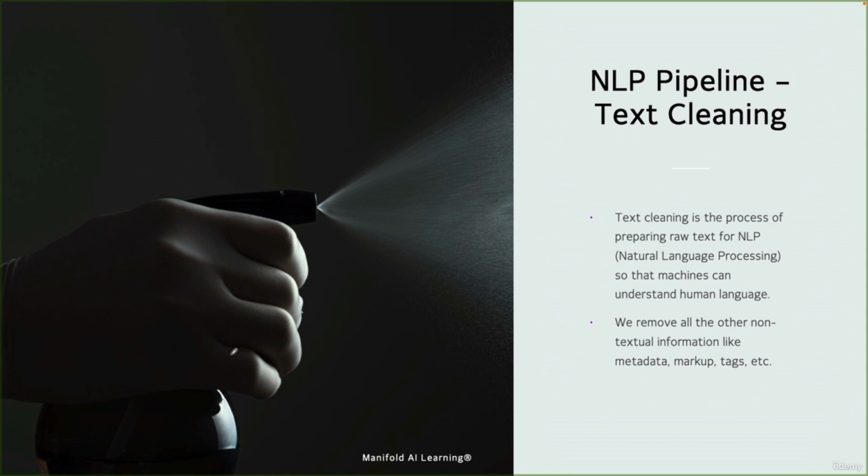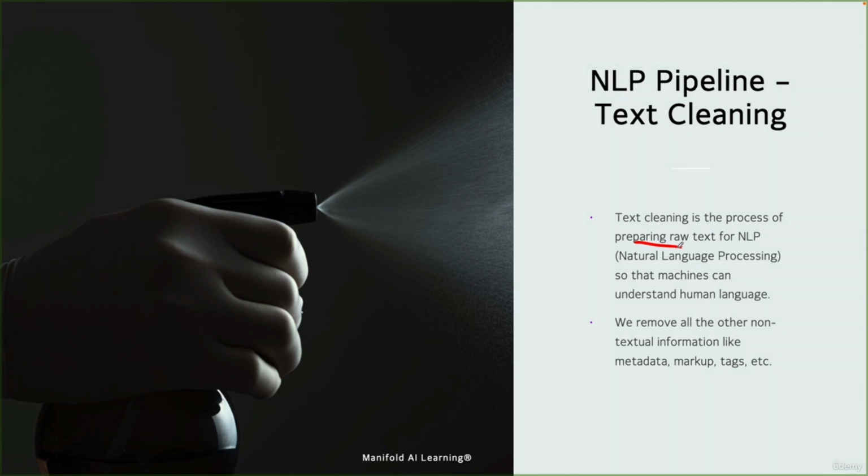That's when the next step comes into picture, which is called text cleaning. Text cleaning is a process of preparing this raw text for natural language processing so that the machines can understand the human language. Whenever we are describing our human language, whenever you see any text data, we are not just conveying the words, we will also be using some emojis, some additional symbols to convey our meaning. That might not be understood directly by the machine.